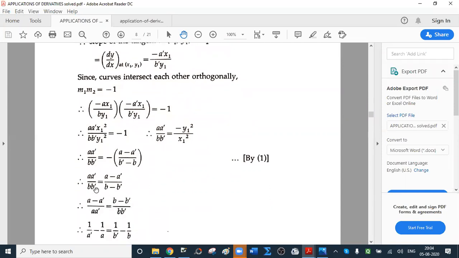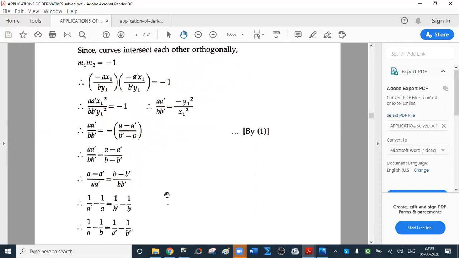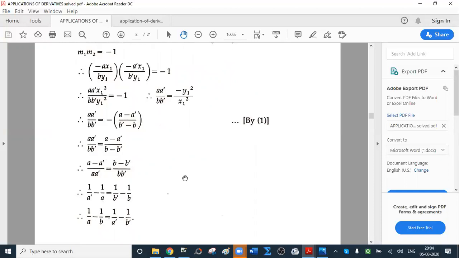Simplify this further. Now a minus a dash upon a dash equals what? b minus b dash upon b b dash. Split numerator, rearrange the terms to get the required answer.